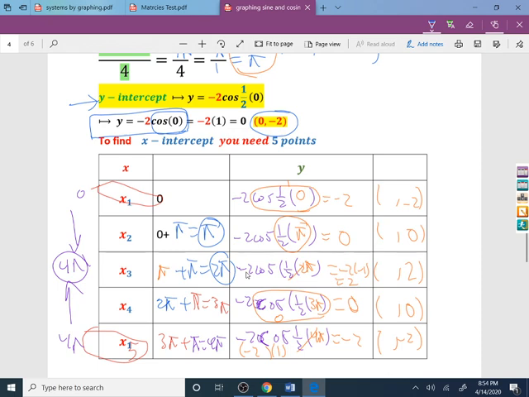The x values: 0, pi, 2 pi, 3 pi, and 4 pi. Let us graph it again. Okay, 0 and negative 2 pi and 0. Look at the table. Look at the table. 1, 2, 3.